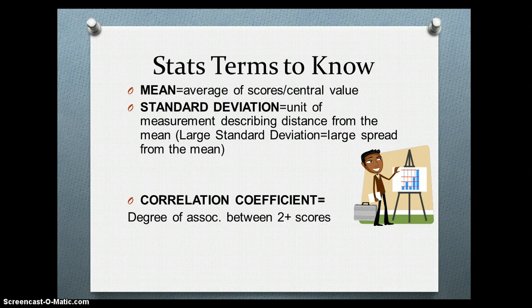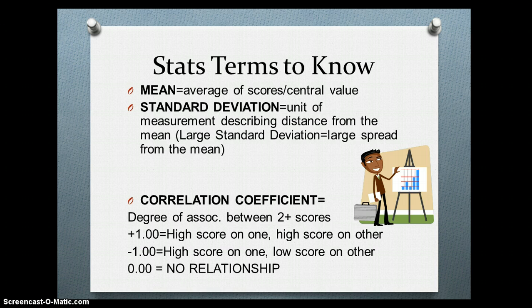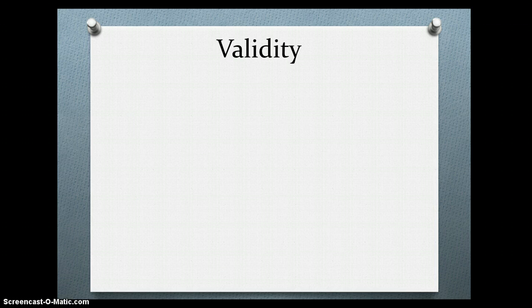Correlation coefficient is the degree of association between two or more scores. It's usually reported on a scale from -1 to 1, where being closer to +1 implies that a high score on one aspect is related to a high score on another, whereas a score closer to -1 means that a high score on one implies a low score on the other, so an inverse relationship between the two variables or factors. And if the correlation coefficient is 0 or very close to 0, it means there's no relationship or association between the two different variables or factors. So there's some stats for you.